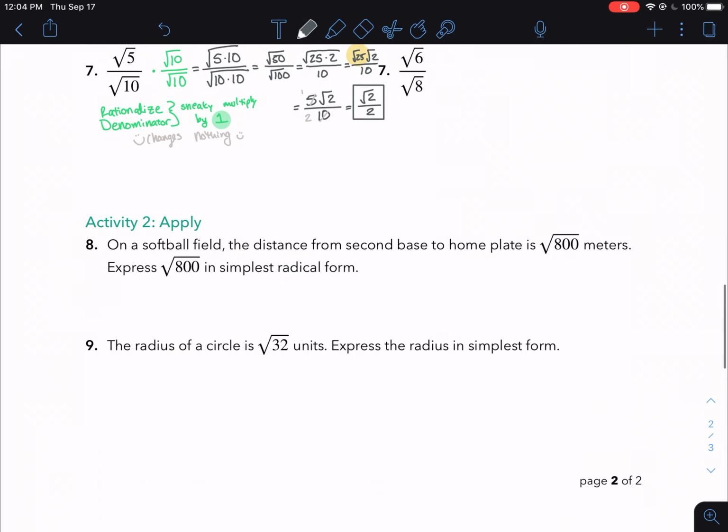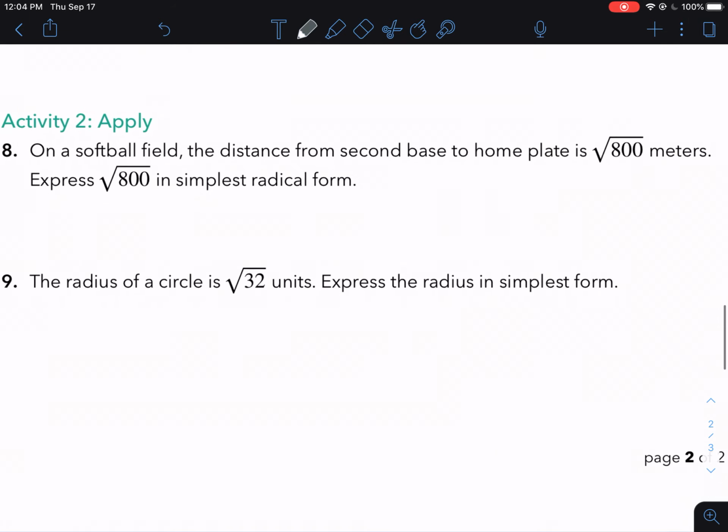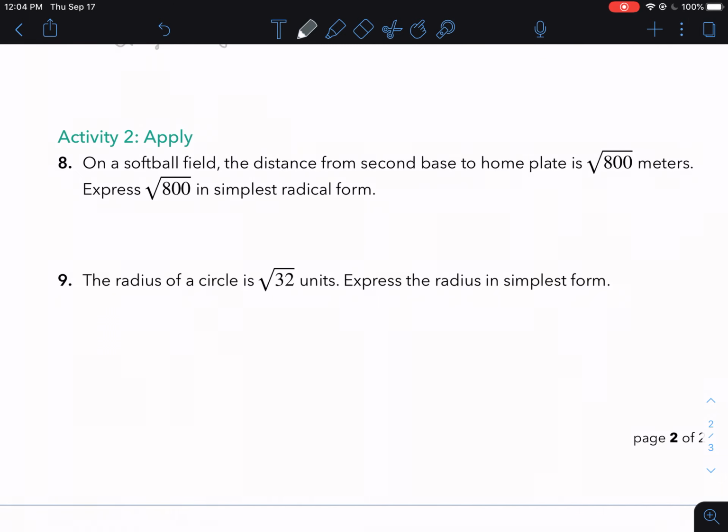How fun. Okay, and now this is great, Miss Van Dyke, but when are we going to use this in real life? Well, I'm so glad you asked. Let's say that you're playing softball and you notice that the distance from second base to home plate is the square root of 800 meters. If you want to know how we measured it to be the square root of 800, you talk to me after class. Now all we want to do is express the square root of 800 in simplest radical form.